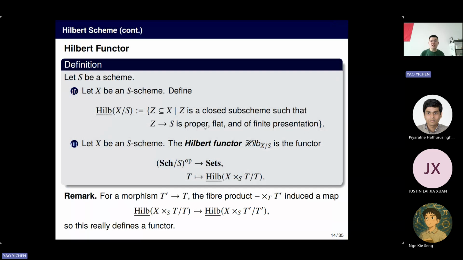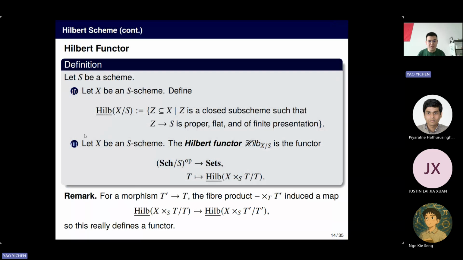The proper we just defined earlier, and the flat we haven't defined, but I am just here to explain that flat makes the fiber, which means the pre-image of a point of this map, keep some properties like the Hilbert polynomial, the dimension, and the number of points. These things stay invariant when we change the scheme.